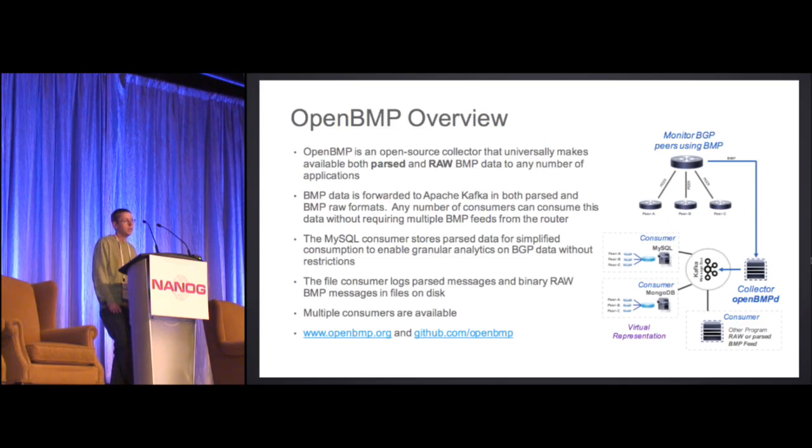So OpenBMP is a collector of BMP messages from the router. It establishes and maintains the connection to the router, and it's open source. When it maintains that connection, it will take that data feed and send it to Apache Kafka, which is a message bus that performs extremely well in terms of speed. It handles hundreds of thousands of messages per second with very little memory, so it's very fast.